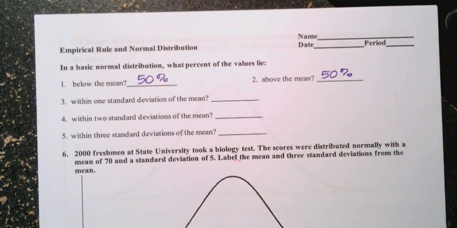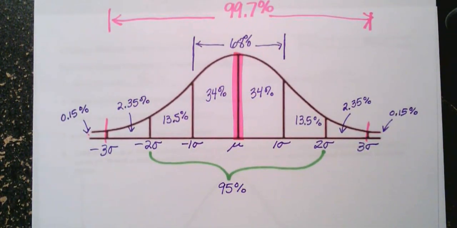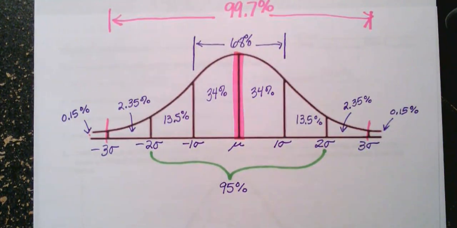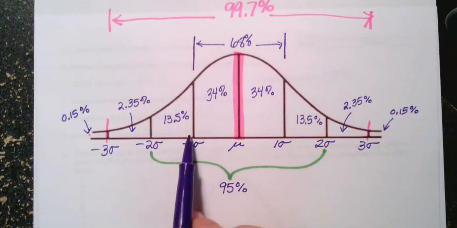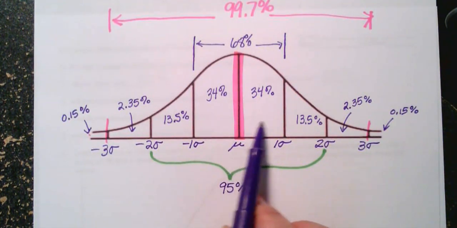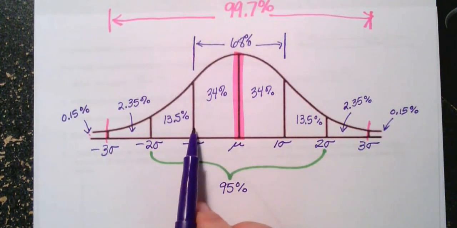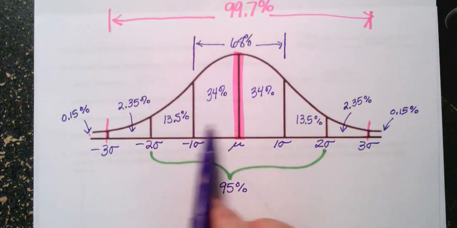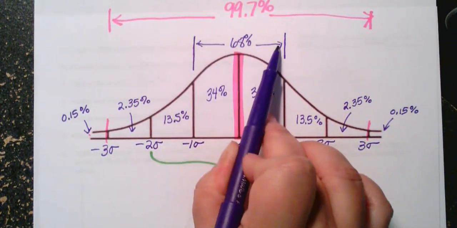All right, what percent of the values lie within one standard deviation of the mean? When it says within one, that's kind of like if I said, I want to go to a gas station that's within 5 miles of my house. That doesn't tell you a particular direction. So within one means it could be one this way, or it could be one this way. In other words, it could be up to one standard deviation higher than the mean, or down to one standard deviation below the mean. So within one standard deviation is from here to here, and that's 68%.